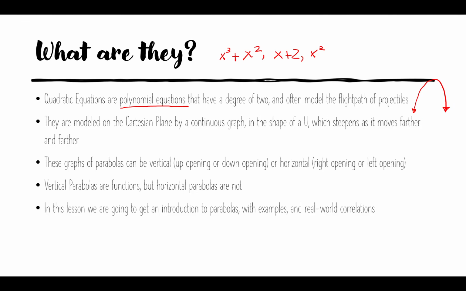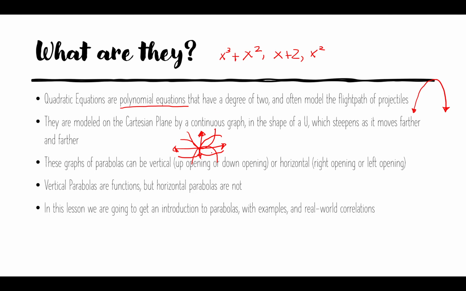And it is in the shape of a U, and it steepens as the x approaches both sides of the graph. And these graphs of parabolas can be either up opening, like this, down opening, like this, right opening, like this, or left opening, like this.